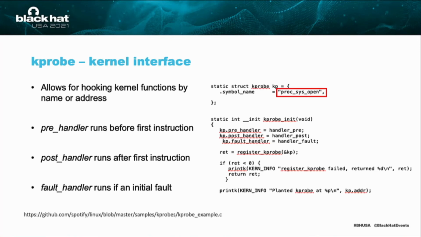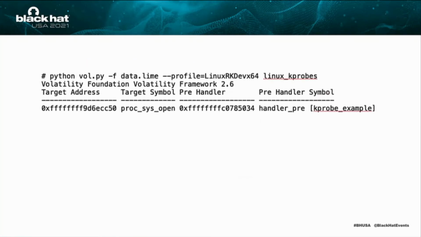So as you can see in our proof of concept, we're looking for proc_sysopen. We call register K-probe with our filled out structure. And then this is what the output looks like in our new plugin. We correctly identified that proc_sysopen is the function being traced by the K-probe. And in this case, we're looking at the pre-handler symbol, which is handler pre. The plugin does print the post and the fault handlers, but again, they're not very interesting in this example, and they made the output way too wide, so I cut them out. But if you're doing your investigation fully, you'll see all of those columns in the plugin output.